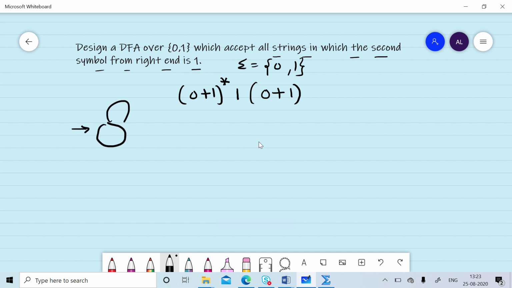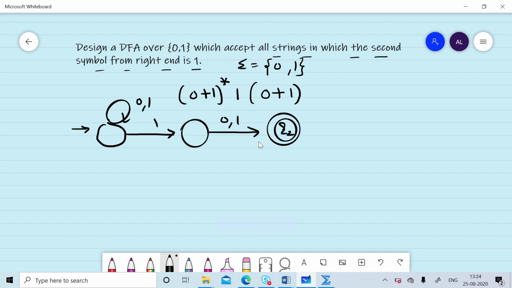So there can be any number of 0 and 1. On reading a 1 we will move to another state, and after that we will read 0 or 1 and move into the final state. Let's call them Q0, Q1 and Q2.